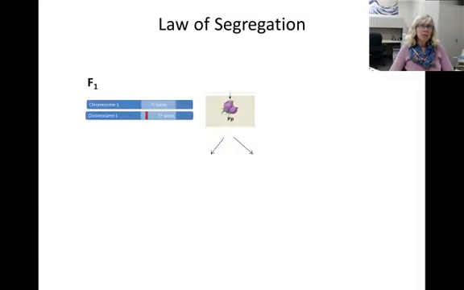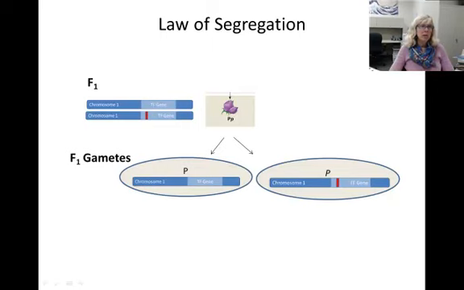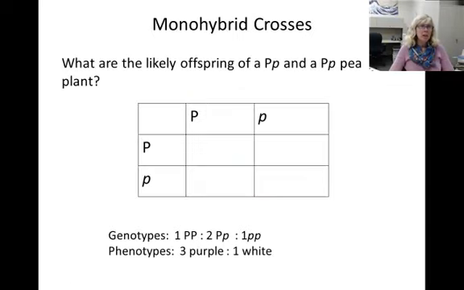We started this unit by talking about single traits like flower color. An organism has two alleles of each gene that controls the phenotype. When an organism creates gametes by meiosis, only one of each homologous chromosome ends up in each gamete. This is called the law of segregation. Two alleles segregate into separate gametes. A hybrid cross of one trait is called a monohybrid cross.